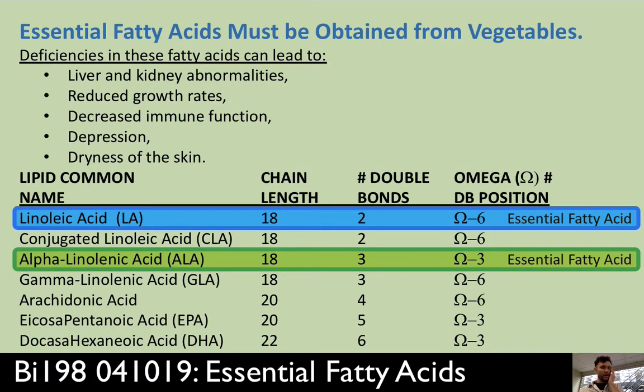All right. So just like there are essential amino acids that the body really can't synthesize, there are essential fatty acids as well. And these are ones that you have to get from vegetable sources. If you don't, it can lead to a host of problems. So you can have liver and kidney problems. It can reduce the growth rate in children, particularly neuronal development.